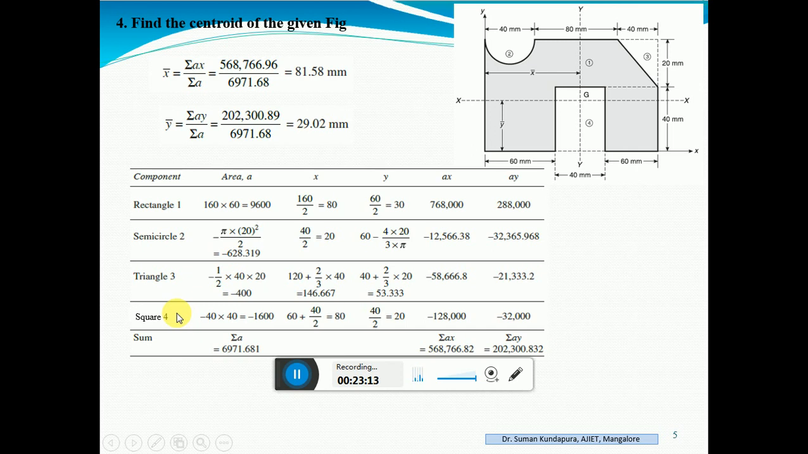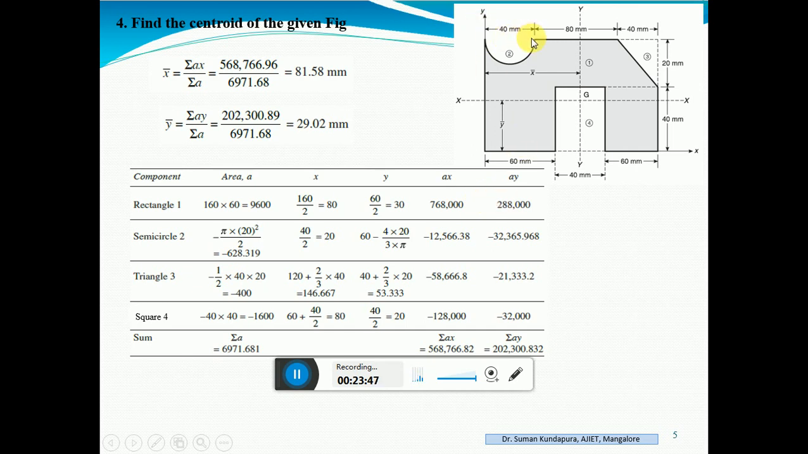Using this you are supposed to find out the x bar and y bar. Now take the first one, that is the entire rectangle, 160 into 60, you will get the area. X distance for this entire rectangle is 160 divided by 2, and the y distance is 60 divided by 2. For the rectangle, multiply area with x, area with y, and write it in the respective column.